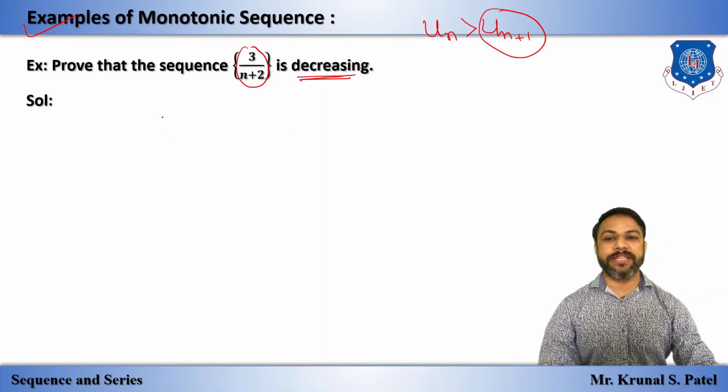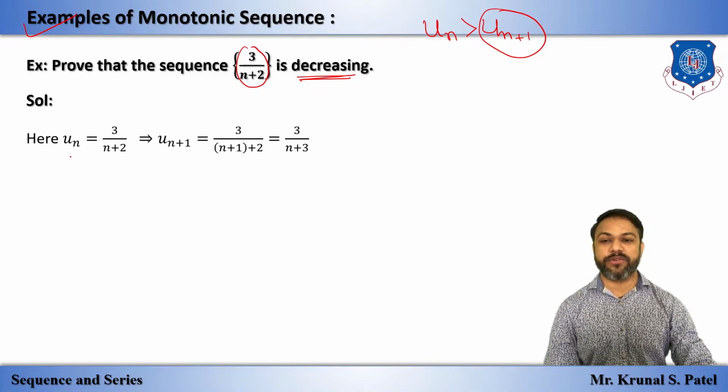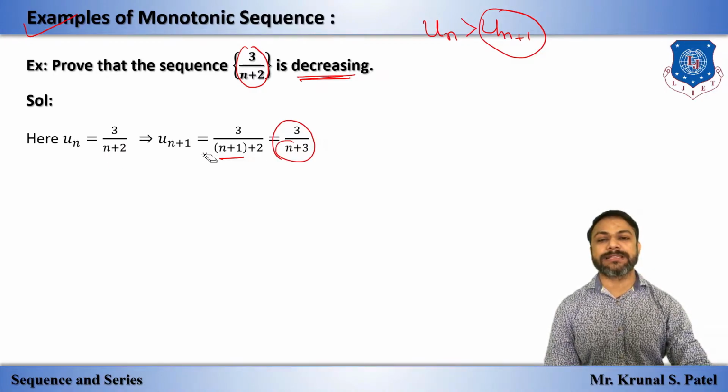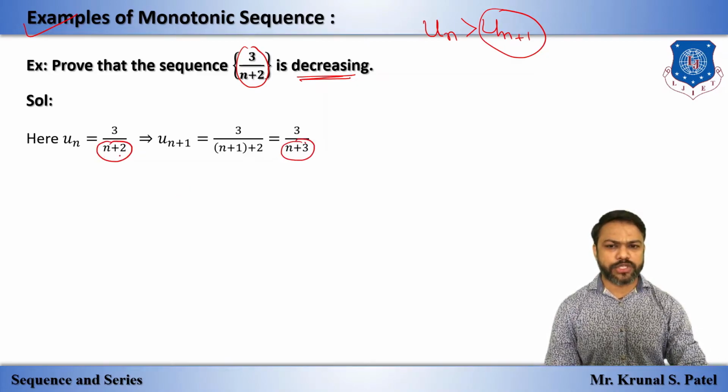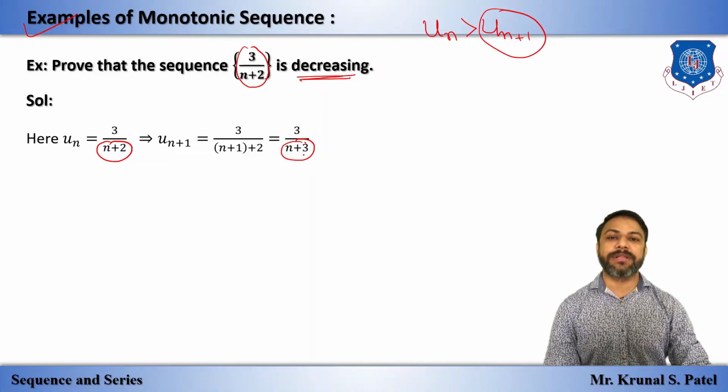Okay, so let's start with un. First we write down un. Then we will find un plus 1, where n is replaced by n plus 1. So we have 3 by n plus 3. Now it is clear that n plus 2 is less than n plus 3.